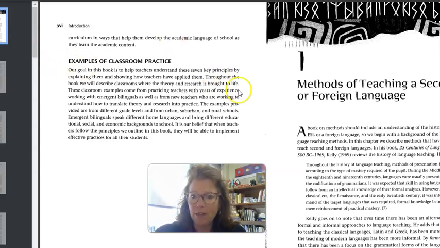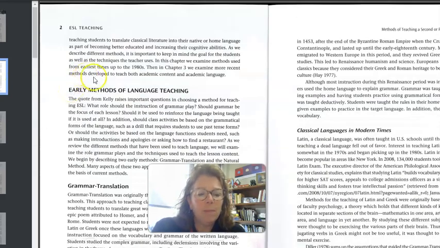We're going to begin here. Methods of teaching second or foreign language. We really don't say foreign language anymore. It's considered inappropriate. So we use LOTE, language other than English. So let's move on to page 2.